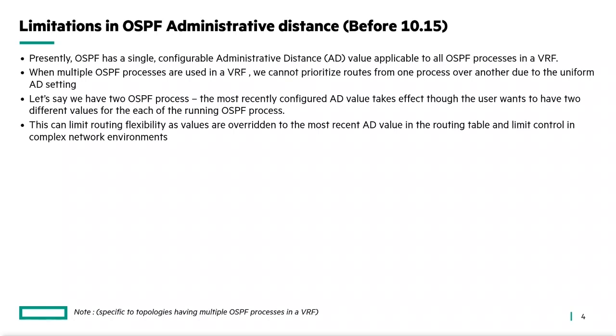routing table. This was the key challenge in the earlier versions, and from 10.15, this has been addressed, and it is very crucial for improving routing precision and scalability in dynamic environments. We must also note that this is specific to topologies using multiple OSPF processes in a VRF, so it may not affect simpler setups.